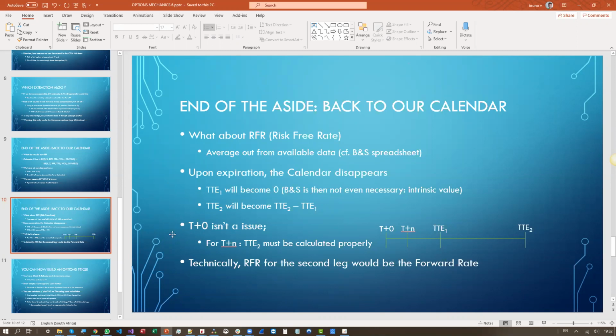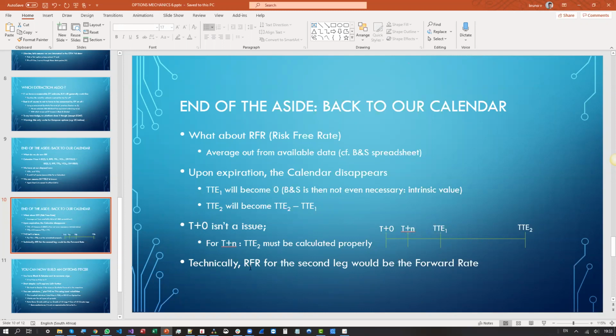But when you actually calculate it, T plus 0 is generally not an issue. You use the time to expiration for both options, and that's fine. It's sometimes a bit more of an issue when you start projecting T plus N. I will leave it to you as an exercise, but I'm prepared to give you the answer next time. At T plus N, you have to use the right time to expiry for TTE1 and TTE2.